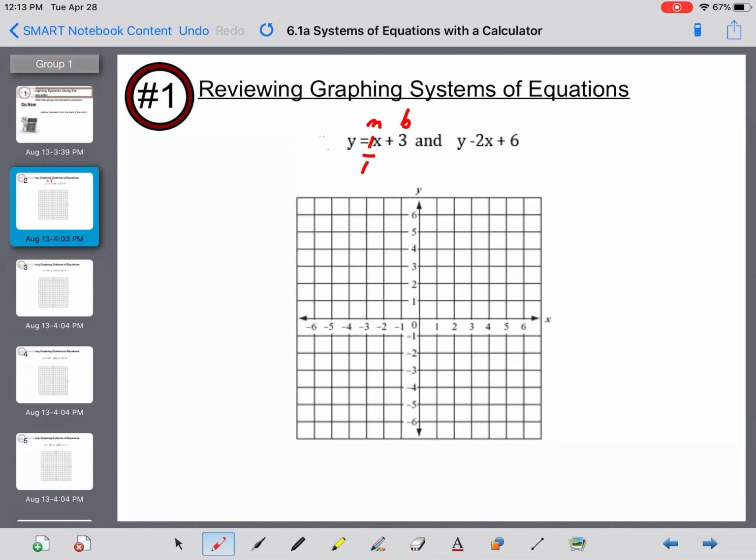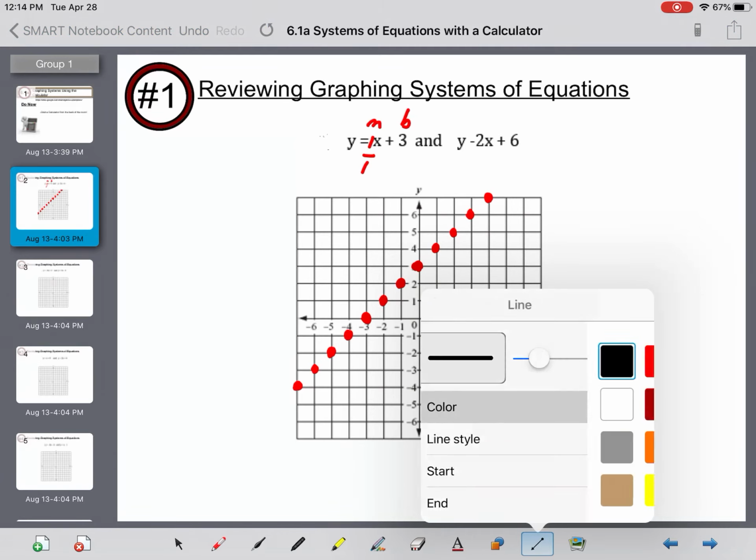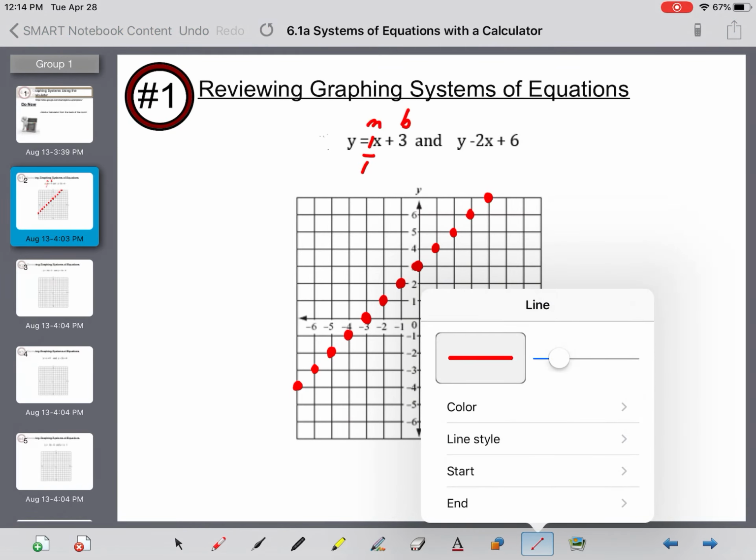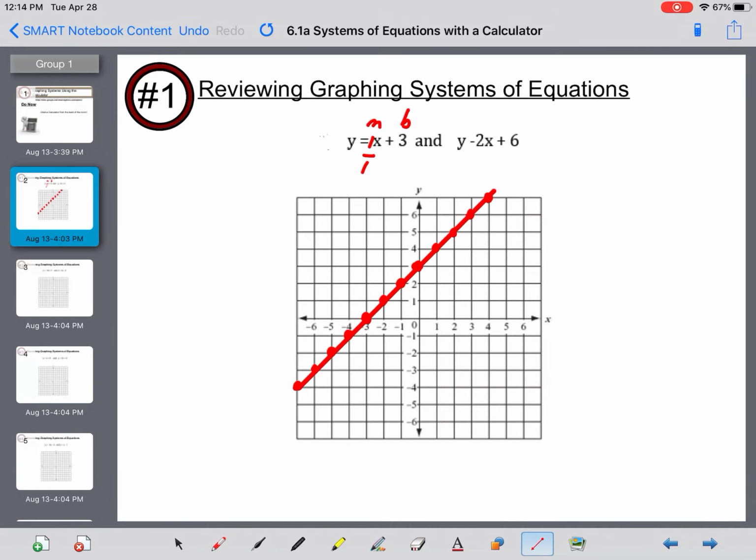First one, our m and our b. My slope is 1 over 1, and my b value is a positive 3. So I'm going to start at positive 3. My slope tells me to go up 1, right 1. So follow that pattern all the way through. Okay, we're going to connect these and put our arrows on the end.